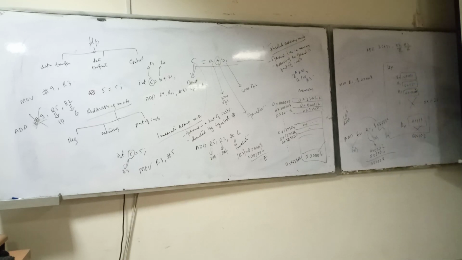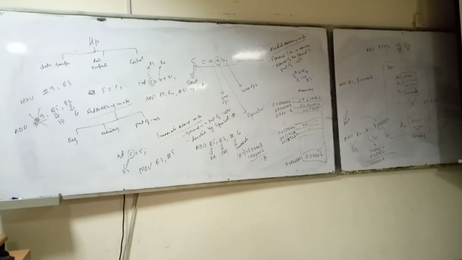Now I will give you an example. Let's assume if you have an array of 1000 elements, where should you allocate it? In the memory. Why memory? Because of limited registers. Yes.